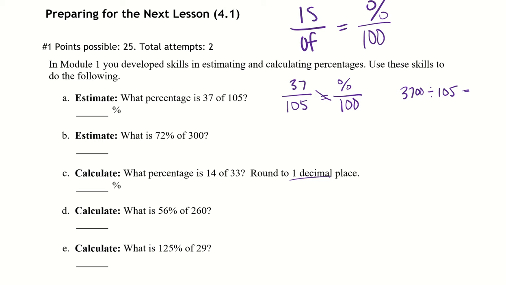Let's look at B. What is 72% of 300? So what is, that means we don't know the is. 72%, 100 always there, and of 300. So then cross multiply and divide.